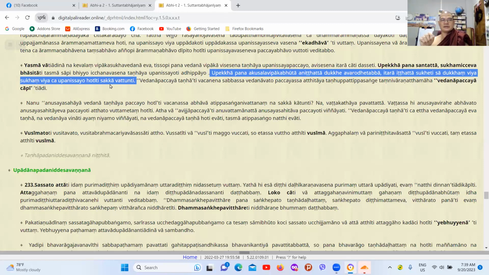But in this case, according to the Mulatika, now upekkha can be dukkha vedana or sukha vedana. Whether it is dukkha vedana or sukha vedana, doesn't matter. So this upekkha vedana becomes a strong support of the tanha. We can say sakka vattum, is suitable to say, or is desirable to say, or it is acceptable. The vedana paccaya tanha, as it is said, vedana paccaya.